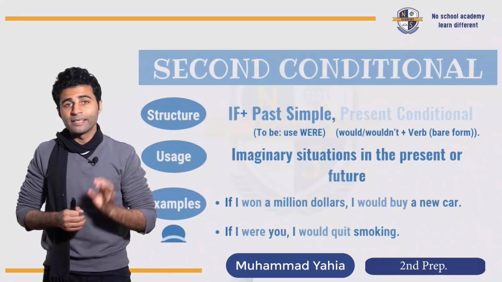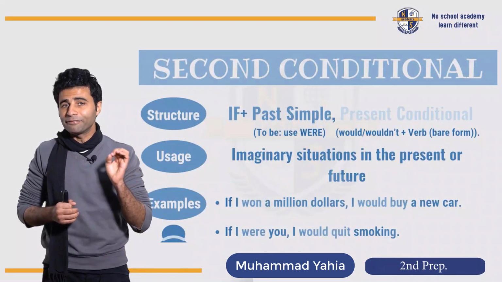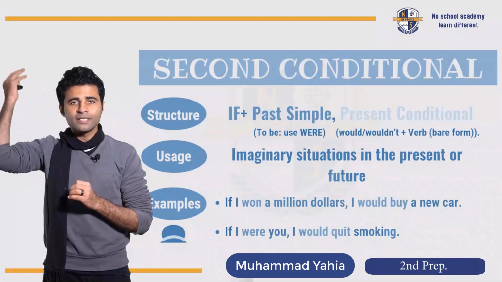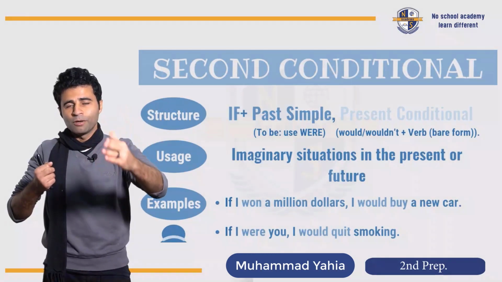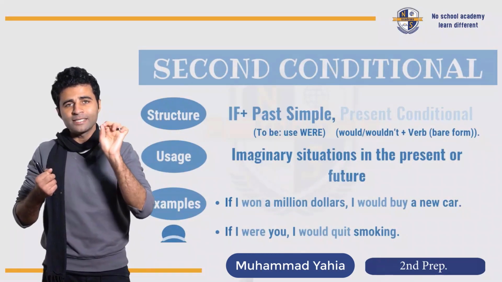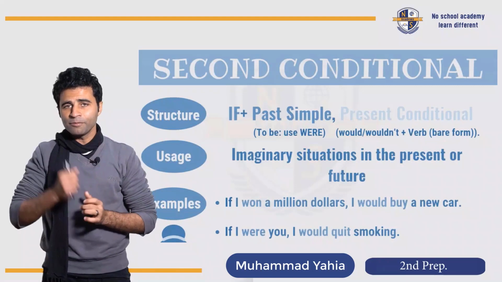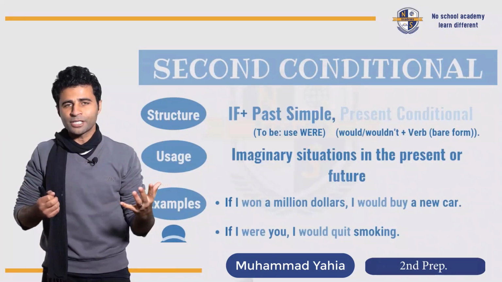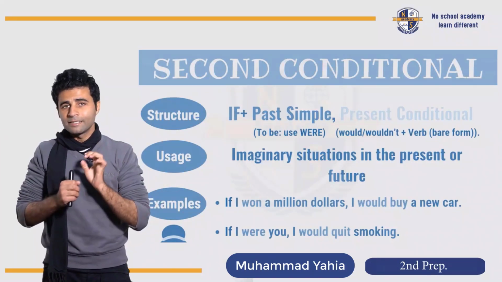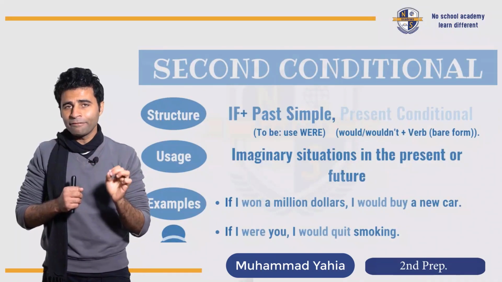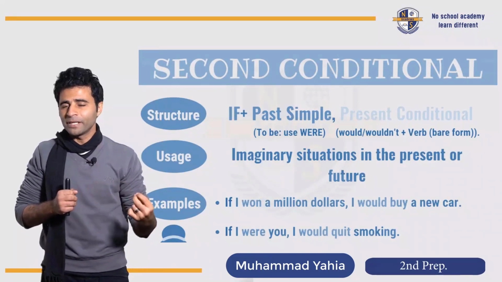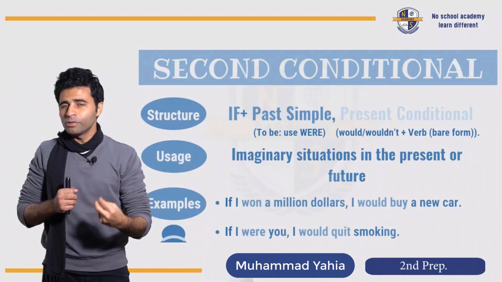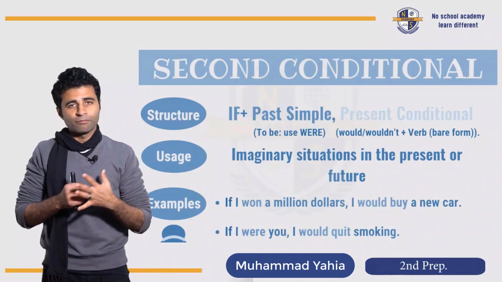Yeah, it's correct. It's past simple. If you won the lottery, what would you do? We have two actions in this sentence. Can you tell me what is the first and what is the second action? Exactly. The first action, you have to win the lottery, and after that something will happen. That's what will you do if you win the lottery, right?